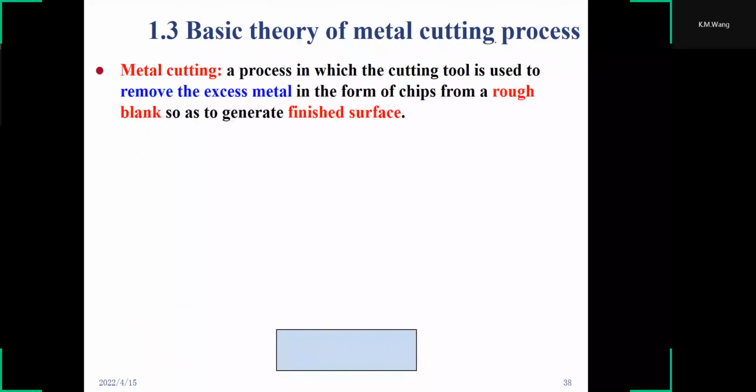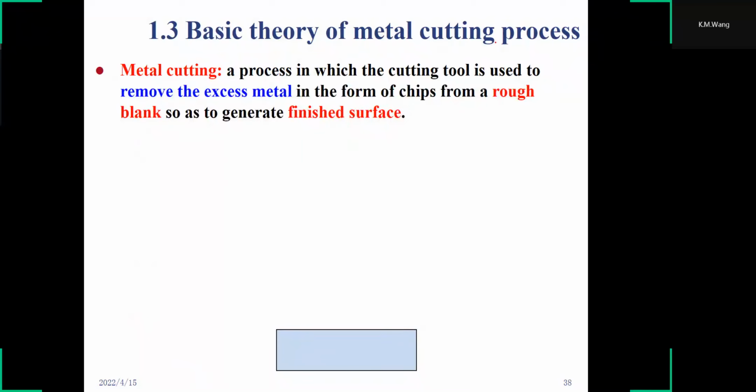Above all, this is the basic knowledge of metal cutting. And in the next section, we will study some basic theory of metal cutting processes. This is another part of this chapter.